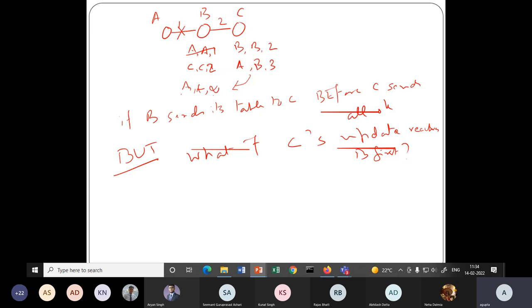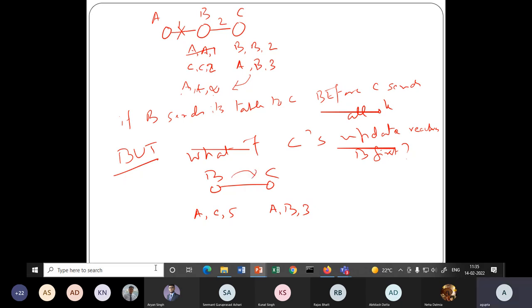Infinity is high. So what will happen now is that B's routing table will change to A, C, 3 plus 2, 5. And this now has A, B, 3. The C, C, C entry is unimportant, so I'm not writing this. Okay.